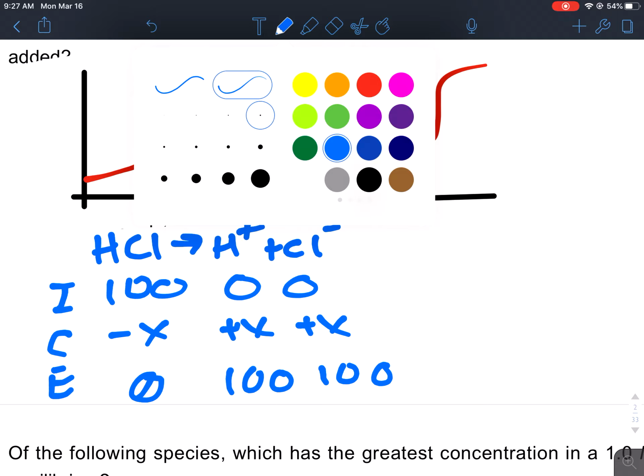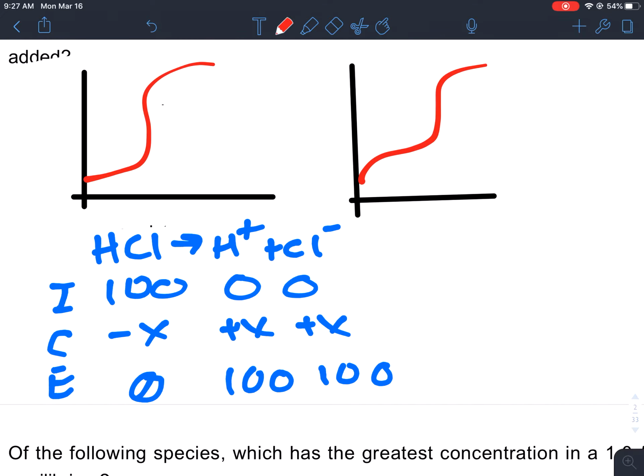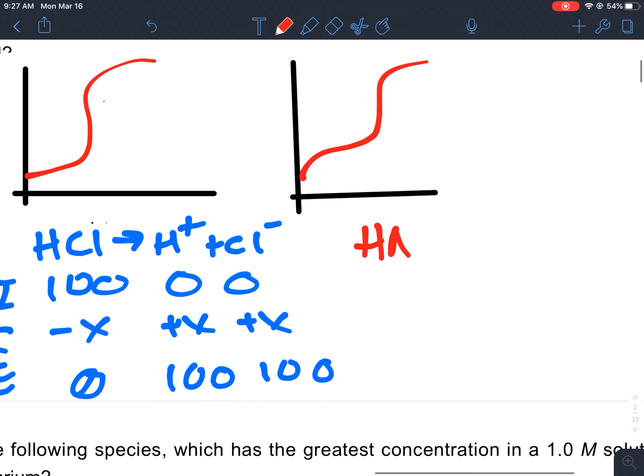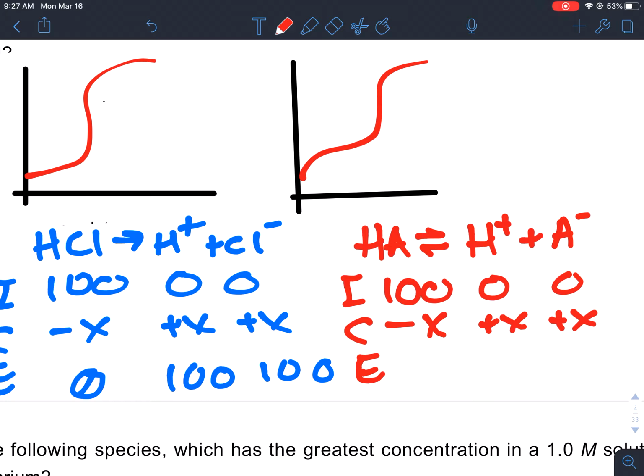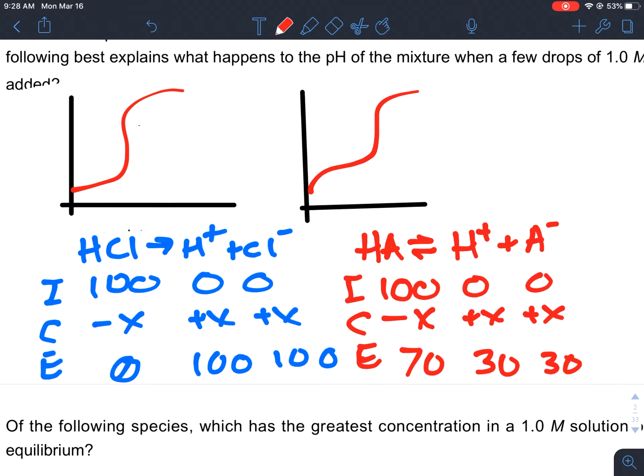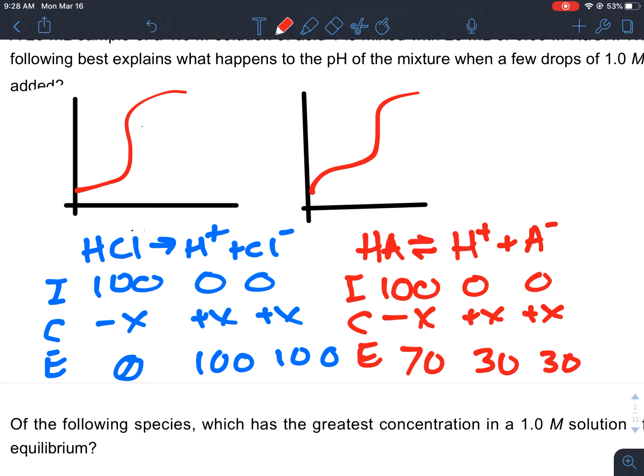Now, on the other hand, you have HA, and HA is much more funny. When you have a weak acid, notice I'm going to use a double arrow instead, to become H plus and A minus. That means it's at equilibrium, so now we can do an ice table. I'm just using random numbers: 100, 0, 0. This goes down by x, and these go up by x. Let's say this goes to 70, and these go to 30 and 30. This is the way that worked. So the point is that strong acids like HCl disassociate completely. Weak acids don't disassociate completely.